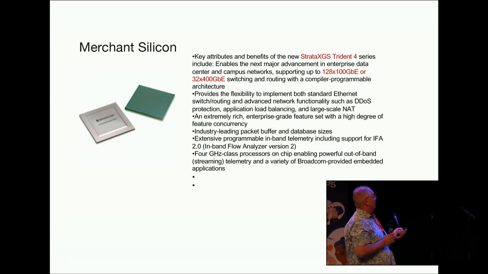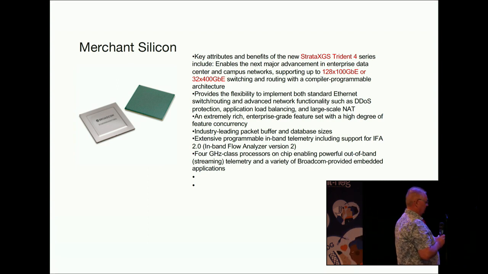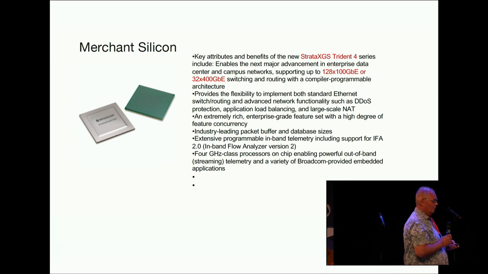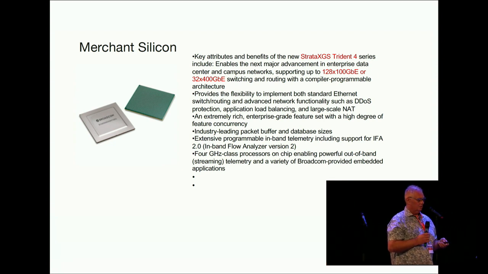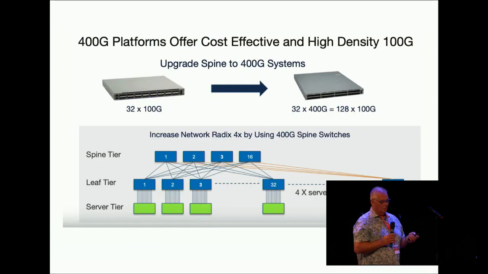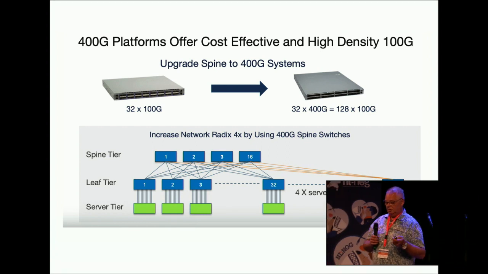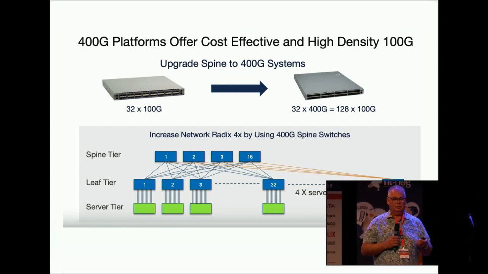which again has very high density, 32 by 400 gig, but also a lot of the additional features that come with the ASIC. So, what are the drivers? What are the use cases for upgrading to 400 gig?